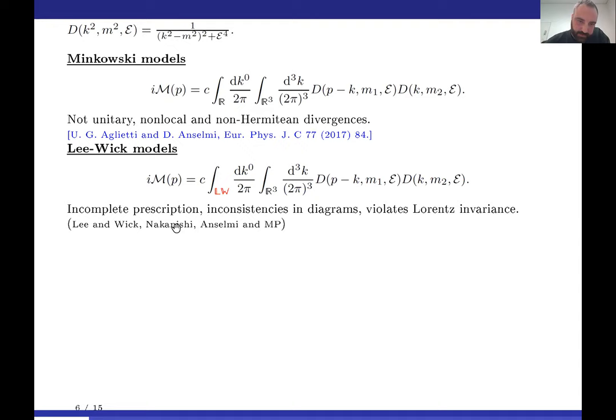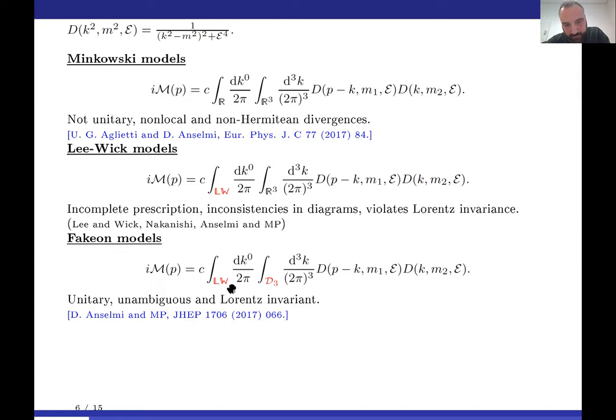In the Feynman models, we deform the energy contour as Lee and Wick suggested, but we also deform the space momenta contour integration in a specific way such that the theory is unitary, you don't have these ambiguities, and the amplitudes are Lorentz invariant. Instead of doing this, we can always use the average continuation, which is a much simpler way, but this was useful to prove unitarity at every order.